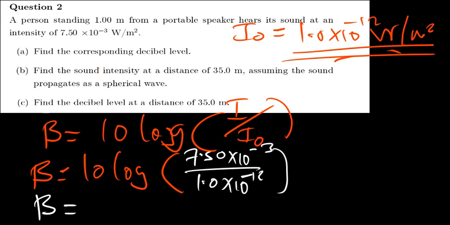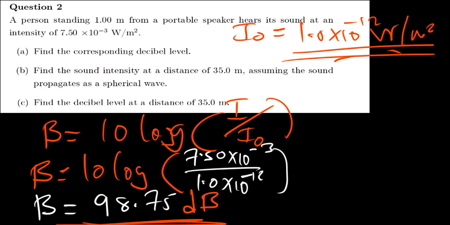So if I get my calculator, I'll say 10 log, click on log, then open the brackets, 7.50 exponent negative 3 divided by 1.00 exponent negative 12. Then I close the brackets. The answer I'm getting is 98.75. The SI unit for corresponding decibels is small d, capital B. So this is the answer for the first part.